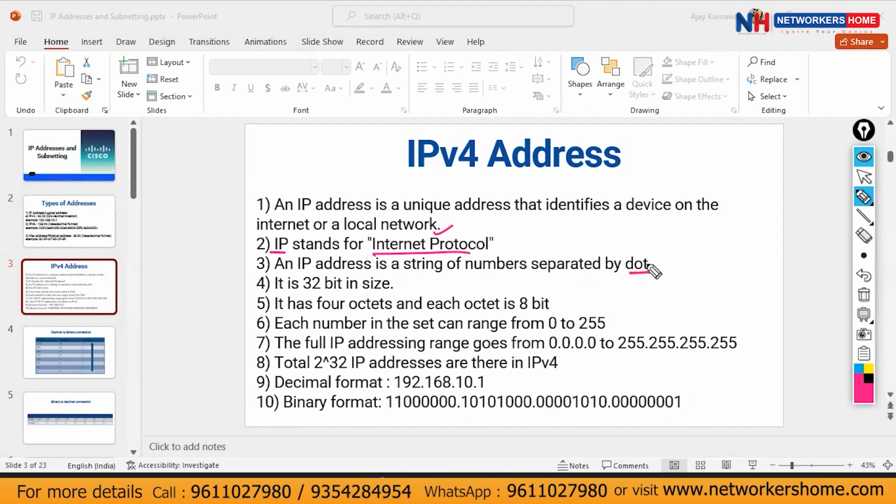The IPv4 octets are separated by a dot, and it is 32 bits in size. Then it has four octets, correct? In your IPv4, there are four octets and each octet is 8 bits.